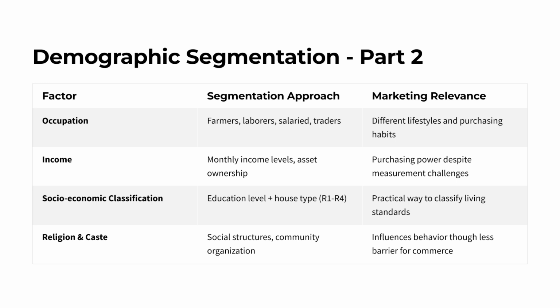Seventh, religion and caste. These factors significantly shape social structures. Community organization like caste-based hamlets and cultural practices in many rural areas influence behaviors. While important to understand, it's often observed that for commercial transactions, caste may become less of a barrier.